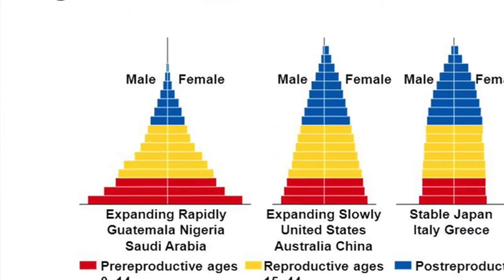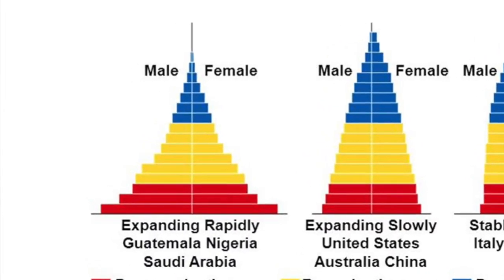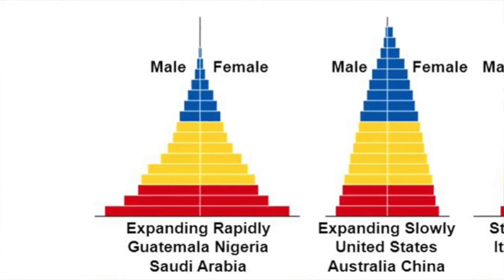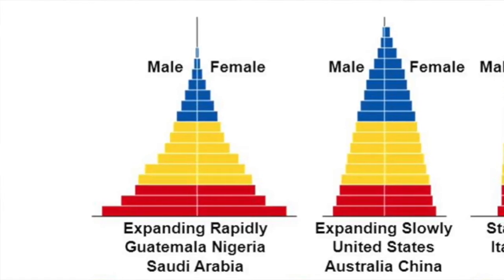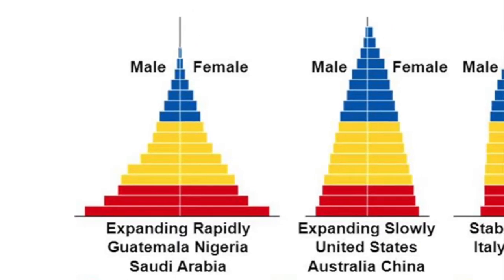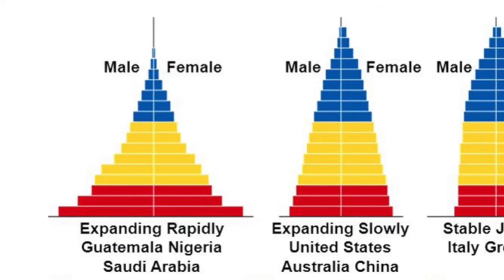These populations expand rapidly because they have a higher number of the younger members of the society compared to those who are older. A slightly less steep pyramid, on the other hand, such as those found in the United States, Australia, and China, show us populations that are expanding slowly.